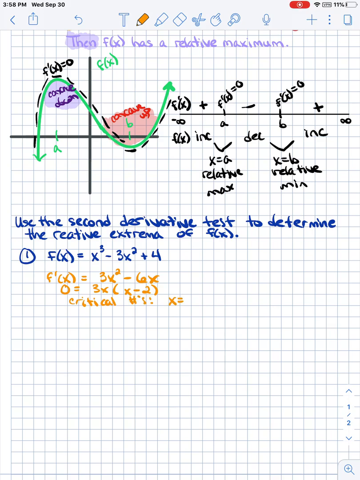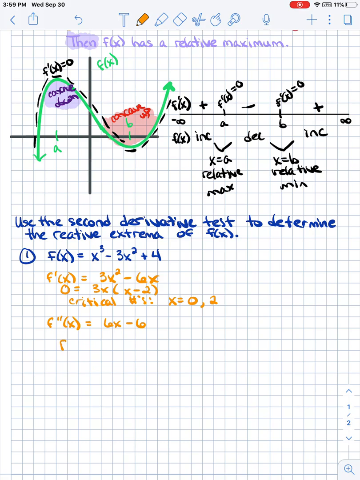The two critical numbers, the values of x that will make it 0, are 0 and 2. So now let's determine the second derivative. Let's look at concavity. If I find the derivative of that derivative up above, that will give me 6x minus 6. What I'm curious about is, at those critical numbers, at the places where the slope is 0, is the function concave up or is the function concave down?